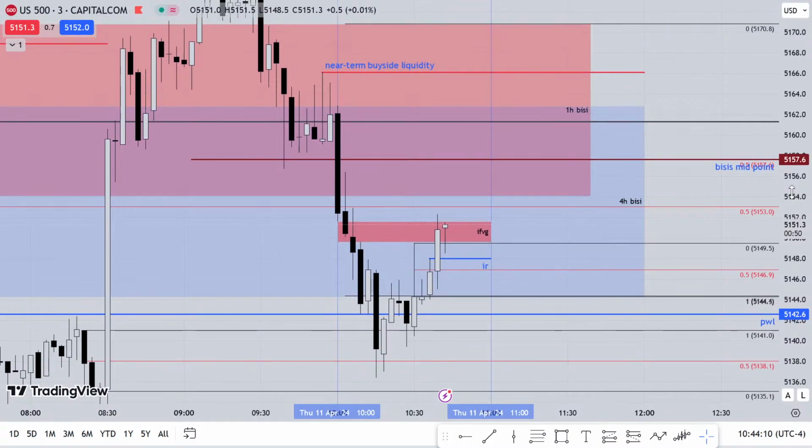So we want price to at least get to this midpoint here, to this 5157.6, which is 5157.5, a round figure. Okay, that's what's going on.